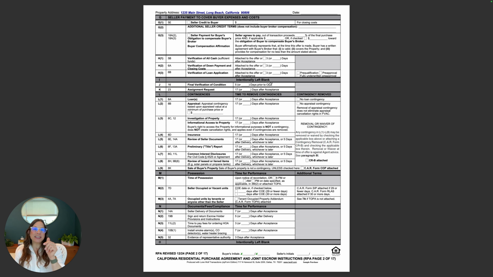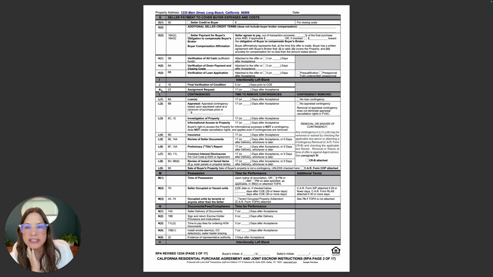But there is a clause in this that says that the seller is obligated to deliver the property in the same condition as of the date of acceptance of the offer, unless they made repairs, which are agreed to on a repair request form. Assignment request, we really don't deal with this a lot. This is if the contract is assigned to another party.